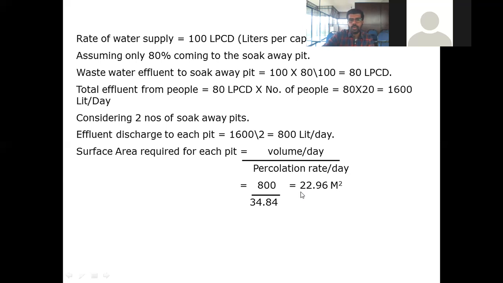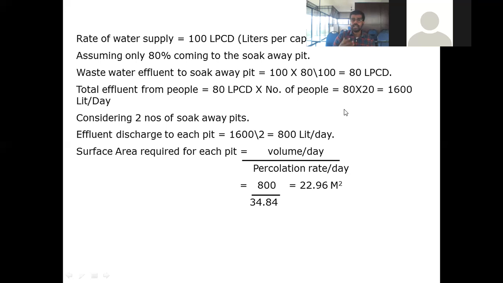The area we have already found out. The formula is volume by percolation rate. The volume you have already found depending upon the rate of water supply; depending upon the application, it changes. Take 80% as coming out from the septic tank to the soak away pit, so you get 80 LPCD. This is per day, per capita, per one person only. So if it is 20 people, 20 into 80, so 1600.